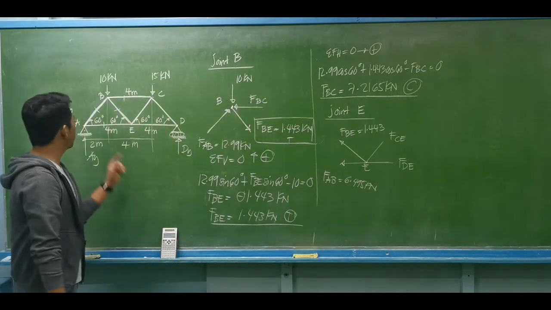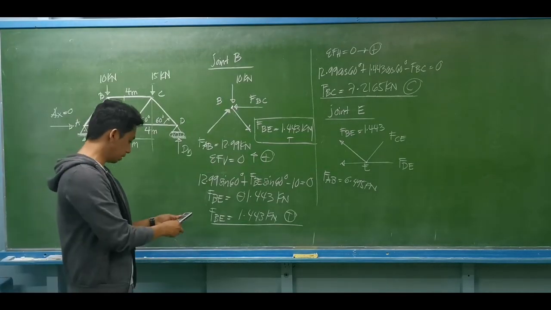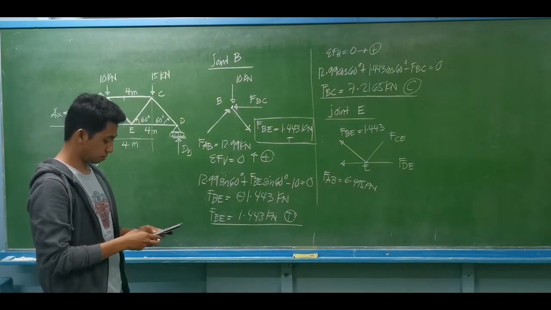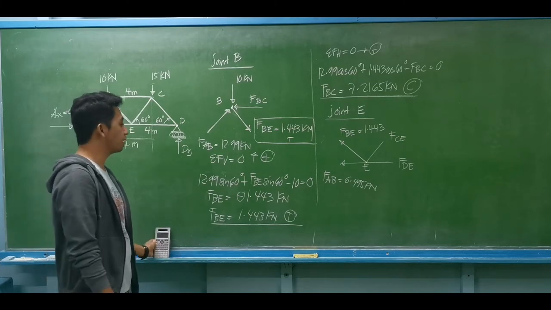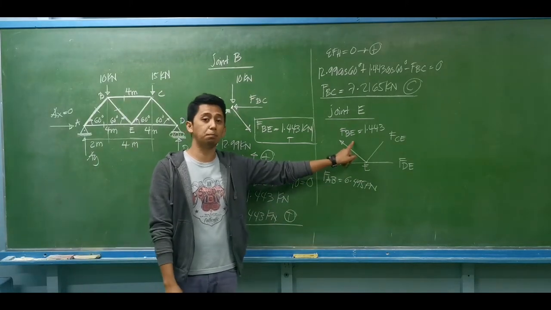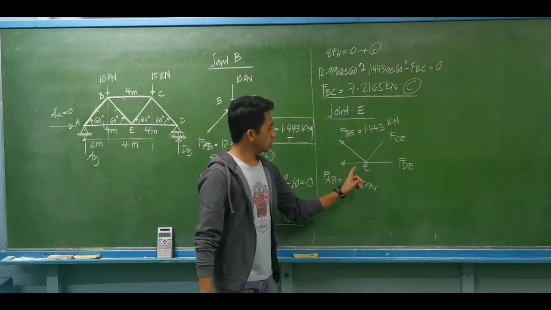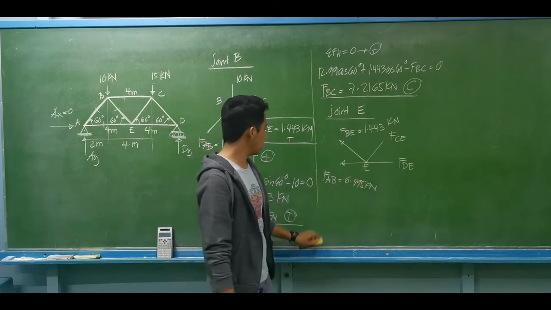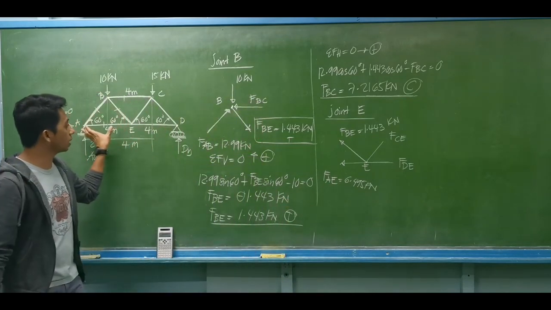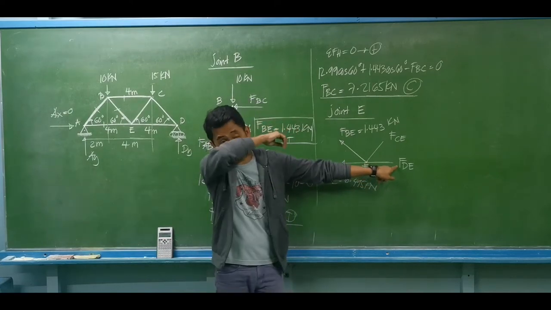Okay, so we are able to compute for the axial force for member AE earlier, 6.495. Yun ba yun kanina? Nabura ko lang kasi. Okay, 6.495 tension, then we have axial force for member BE, 1.443 kilonewtons, also under tension. This is AE. As you can see, AE is under tension, and member DE, hindi natin alam, is it tension or compression?